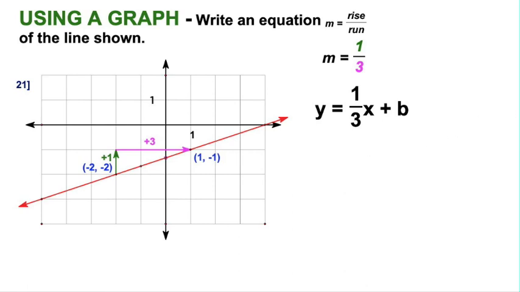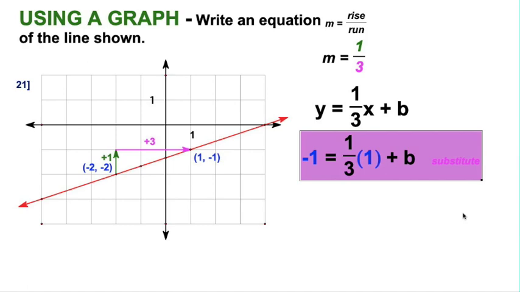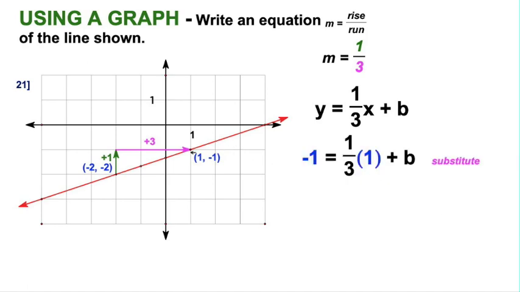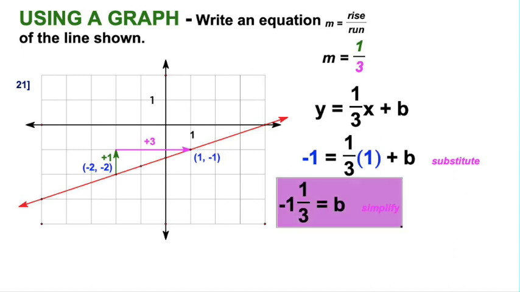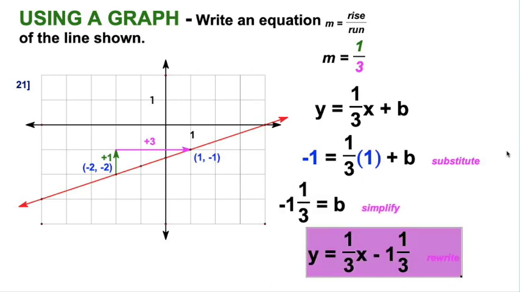But let's suppose I want to do it algebraically. Title of this class, after all. I'm going to substitute the values. I'm going to pick this one. Again, I could pick either point. And I'm going to try that. And then I've got 1/3. I'm going to subtract 1/3 from both sides. And my b is -1 and 1/3. And I can just see that from the graph. Number 21 in your textbook.